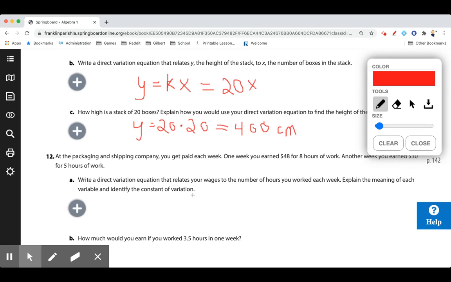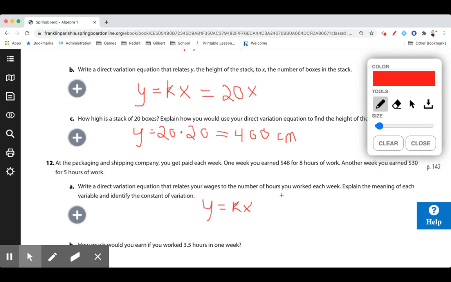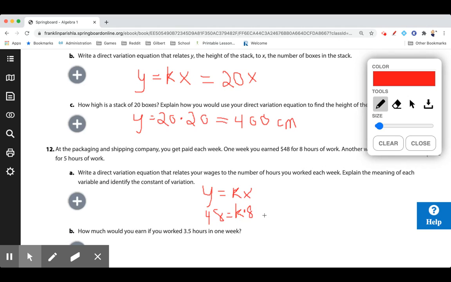All right, so we know that it's going to be y equals kx. And we also know some of our points. We know that $48 is 8 hours of work. So I'd say 48 equals k times 8. Okay, we would solve this. 48 divided by 8 is 6. Our constant of variation is going to be $6 per hour you work.